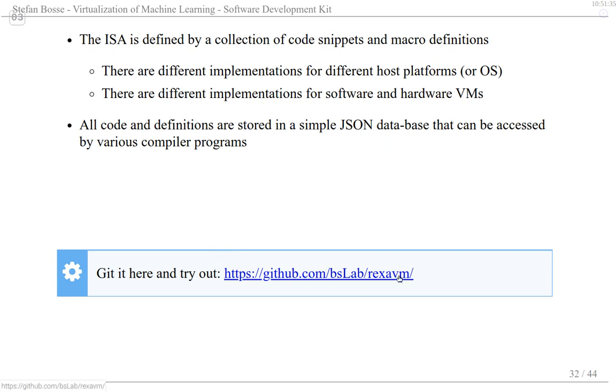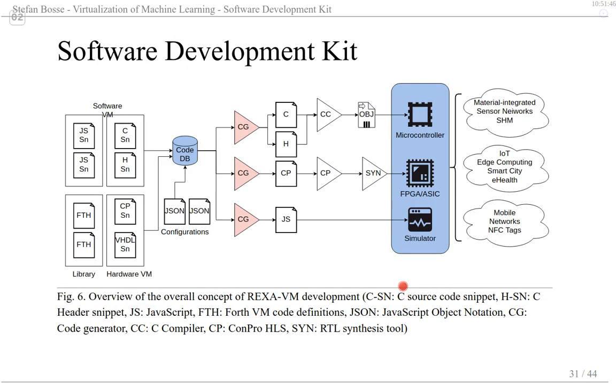Here on GitHub you find the REXA VM source code and the compilation scripts, and you can try it on your generic computer, on your laptop. Using this software development kit with some scripts and compilers, the code is mainly stored in a JSON-like database, and then the final code that is compiled by, for example, the GNU C compiler can be created by some scripts using the predefined database.